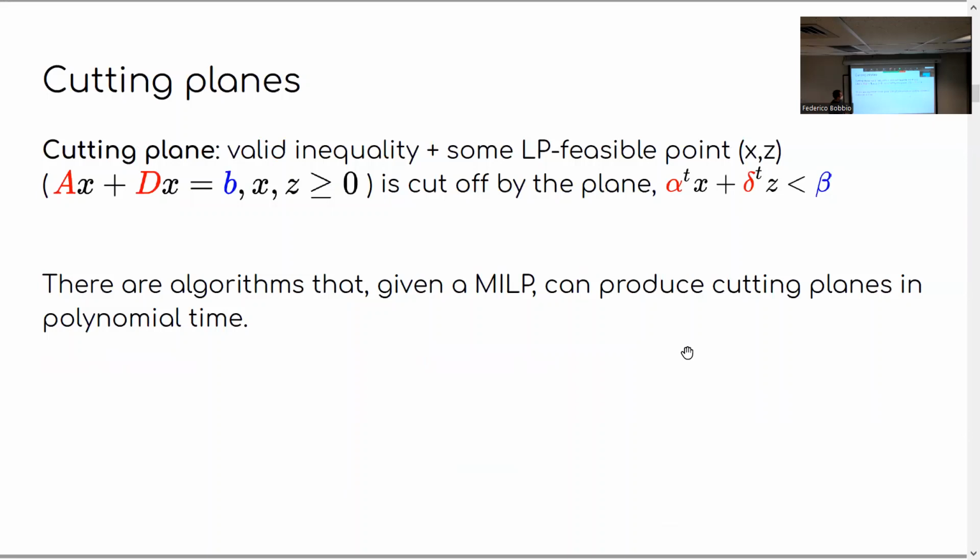And valid inequalities, just a general definition, are not guaranteed to necessarily improve anything. But if it cuts off some part of the LP, then generally we call them cutting planes. So just some vocabulary here. What's kind of nice is that there are algorithms that have been found in the 20th century that, given a MILP, can produce cutting planes in polynomial time by construction. Okay.